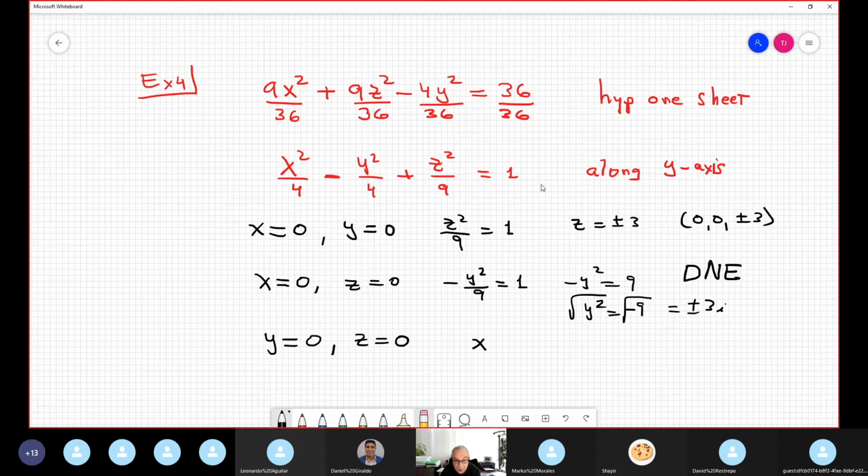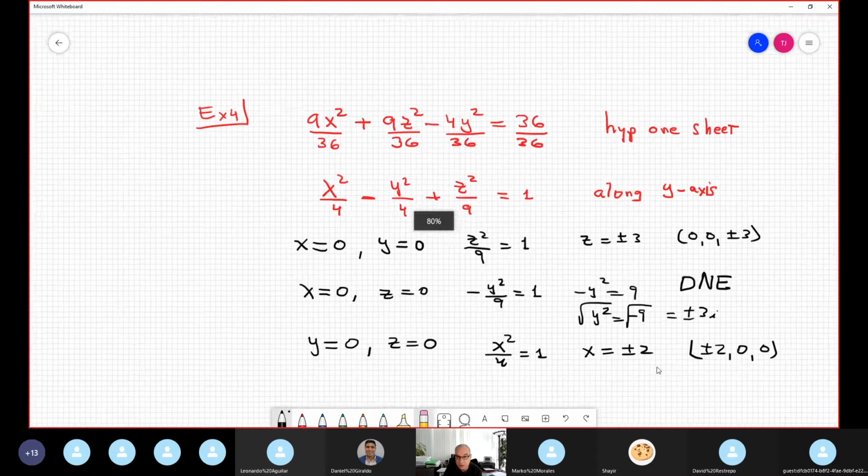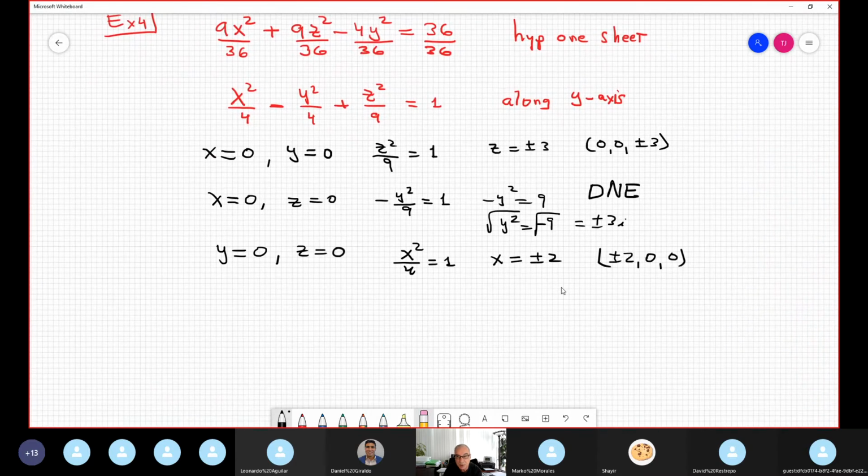My equation is reduced like that. Equal 1, this is obvious, plus or minus 2, no? And the point R plus or minus 2, 0, 0. Okay, so we determine only 4 intersect in the hyperboloid of the one sheet.